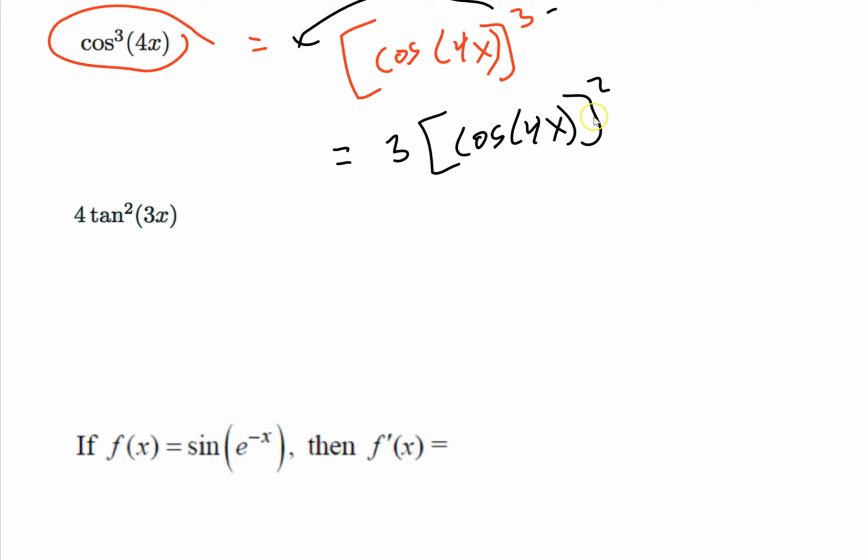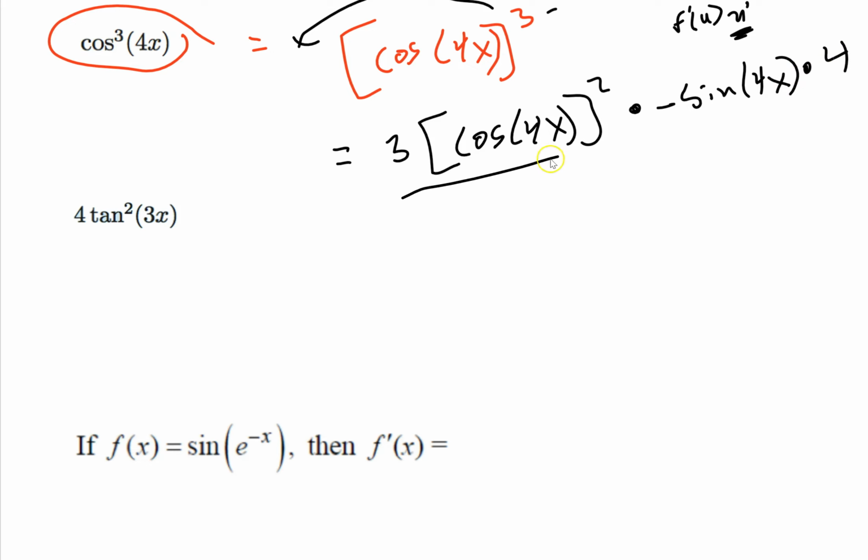Right, like that. Don't forget, a lot of people forget the second part, times the derivative of the inside. I haven't done that part yet. Very important part of the chain rule. Chain rule is this times u prime. A lot of people forget the u prime. So let's take the derivative of this. Now, derivative of the inside is itself a chain rule, right? Derivative of cosine is negative sine. Leave the inside alone, and then times the derivative of the inside, 4.